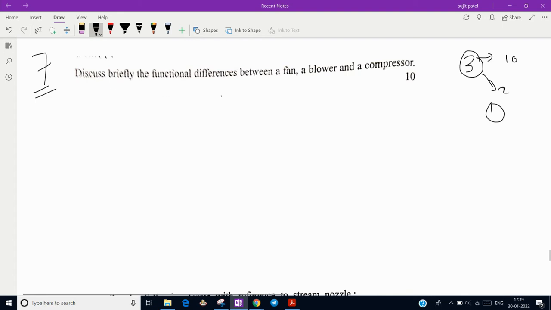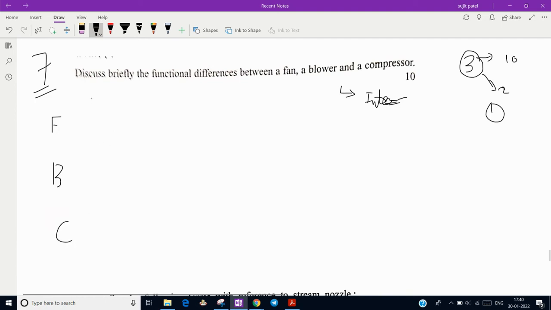Discuss briefly functional differences between a fan, a blower, and a compressor. This question is not only from a civil service point of view, but it is also important from an interview point of view. Whenever you are going for an interview of a PSU or any private job or any civil service or any other organization, I will tell the difference orally and I will write some points, so you can make the full length answer by yourself. So: fan, blower, and compressor.